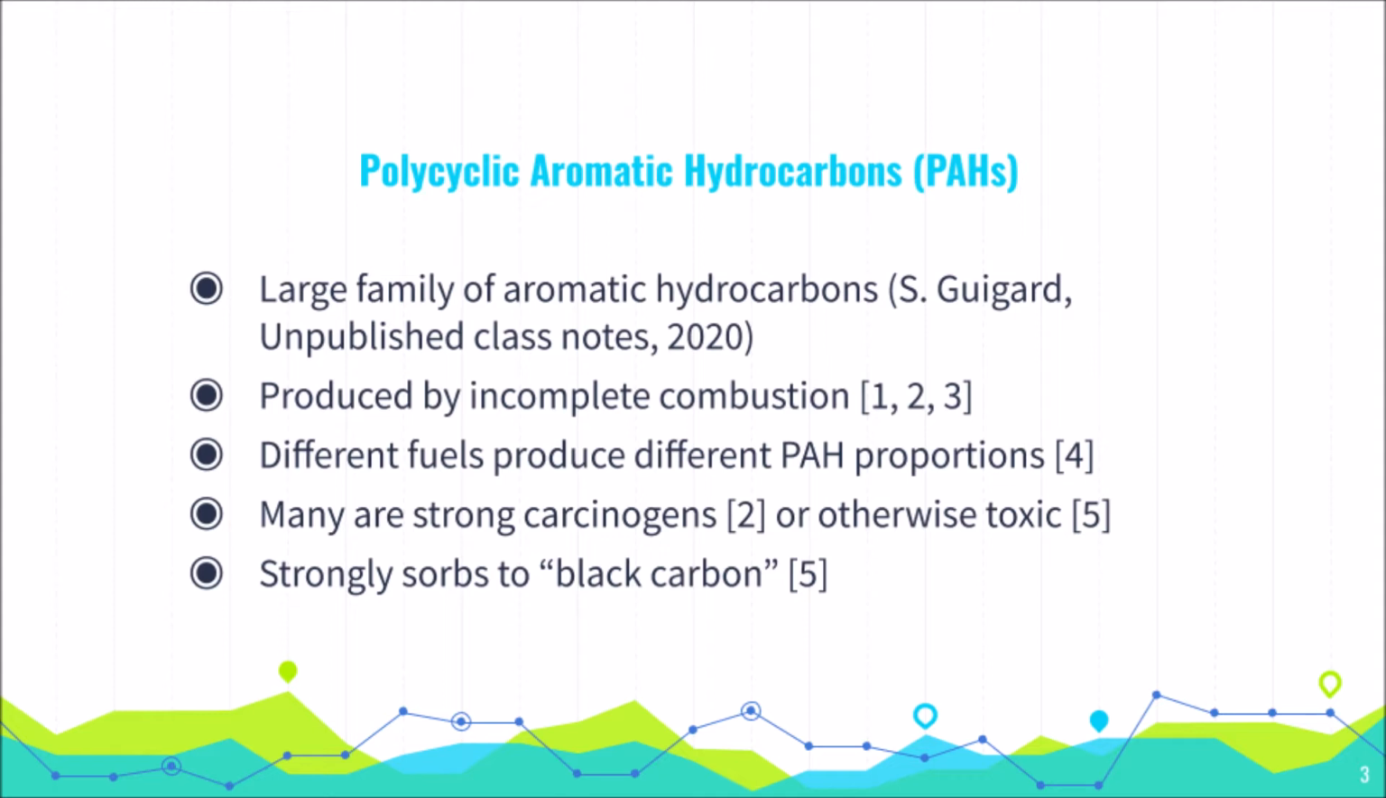This family is of concern, as many of these compounds are carcinogenic or otherwise toxic to organisms, including mammals such as humans and aquatic life. They also tend to be strongly nonpolar and, as such, sorb very well to black carbon, such as soot, coke, or coal, which can reduce their bioavailability and toxicity in the environment.